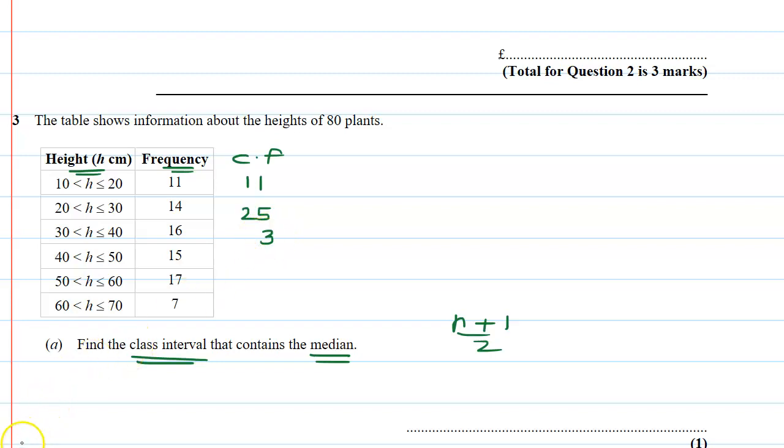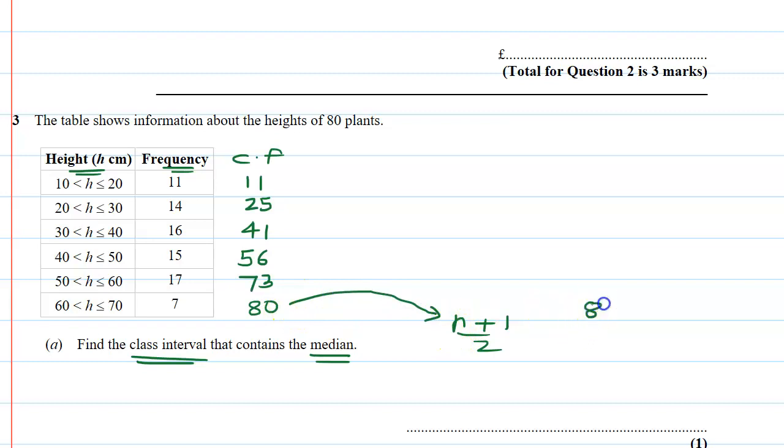Let me cancel this one minute. So it will be 11 plus 14, this will be 25, and 25 plus 16, that will be 41. 41 plus 15, it will be 56, and 56 plus 17, it will be 73, and 73 plus 7, it will be 80. So here this is your n number.